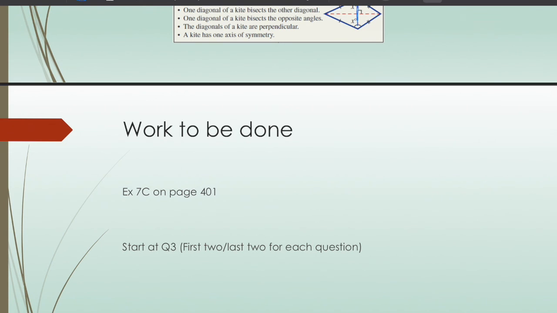So you guys can go ahead and get started on this work right now. We're starting at question 3 of exercise 7C. And again, we're doing the first two and last two of each question.